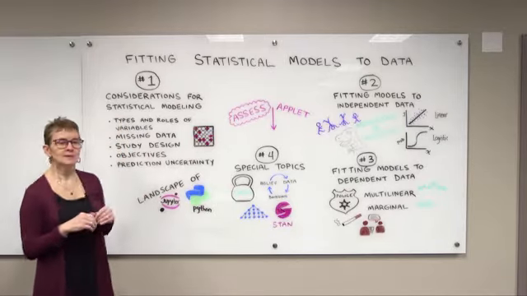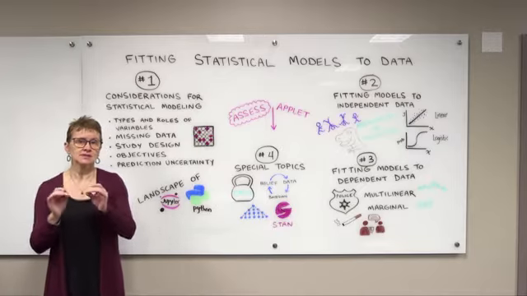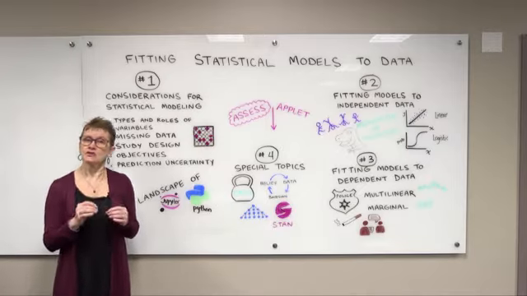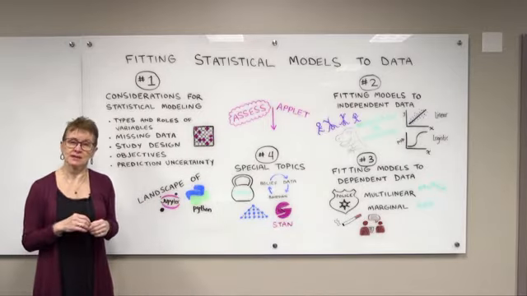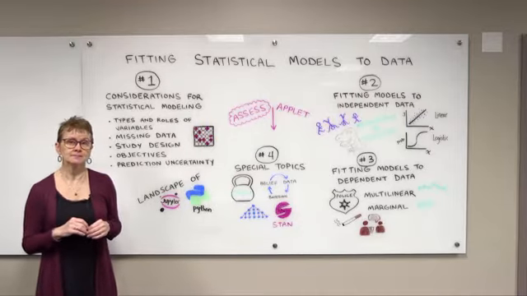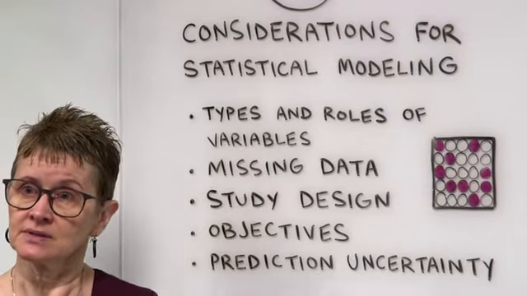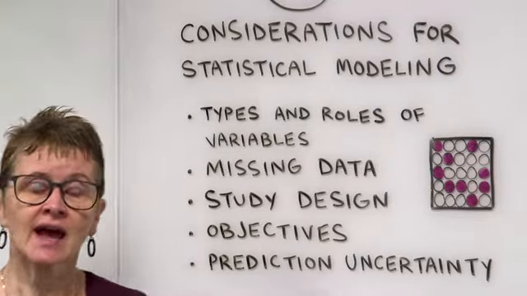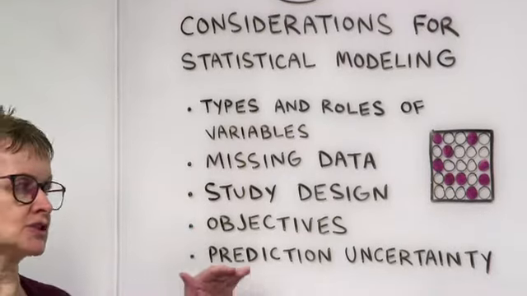In part 1, we'll get an overview of what it really means to fit models to data, and what some of the considerations are, such as the type of variables and the role they play in the study, how to handle missing data appropriately, how to account for the study design in fitting models, the importance of having clearly defined objectives, and being able to measure that prediction uncertainty.